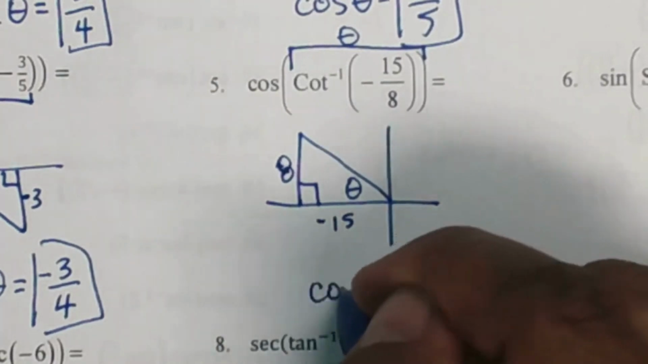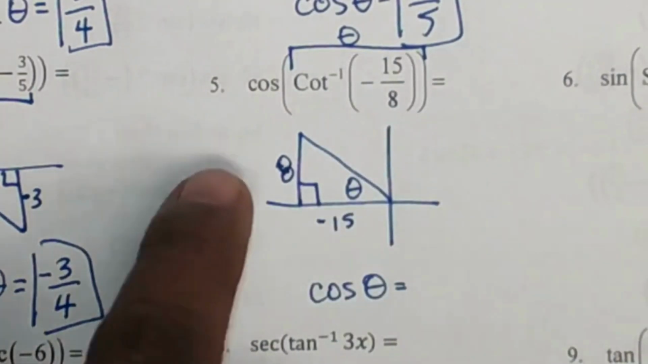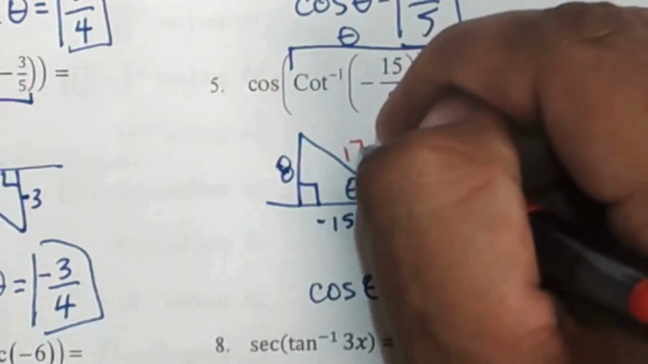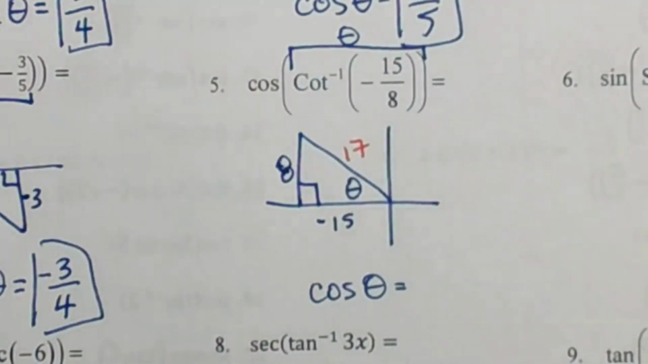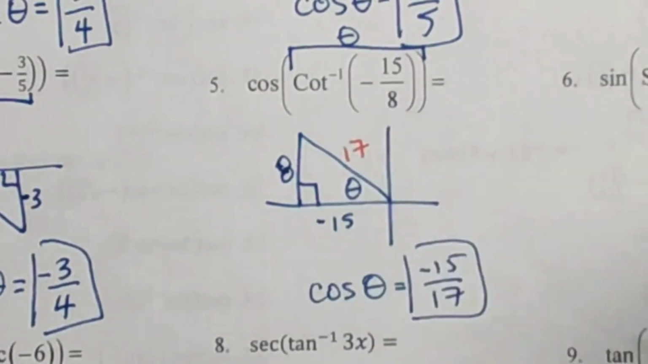So what is cosine of that angle? Well, I need the hypotenuse. This is a triple, 8, 15, 17. So the adjacent side over the hypotenuse is negative 15/17.